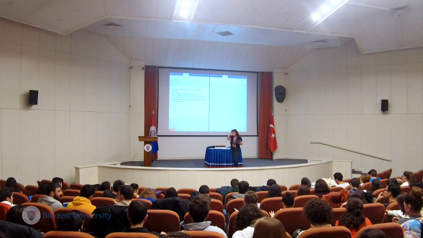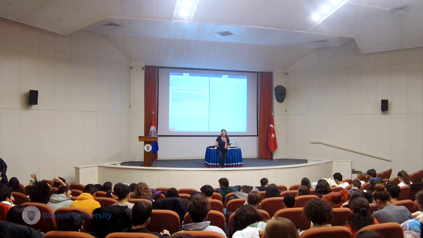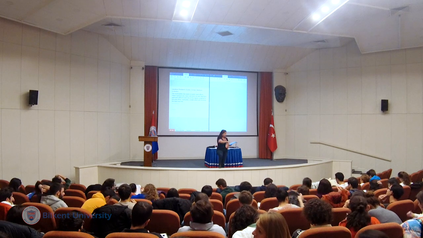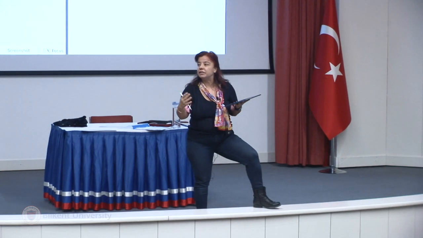Now we stopped, we started formulating location models, right? And last week we formulated the set covering problem. If you don't remember this matrix, we were trying to find where to open the facilities so that there is a facility close enough to every district that we're trying to cover. And the coverage distance was given to us as a parameter, being 9 minutes, 10 minutes, whatever.